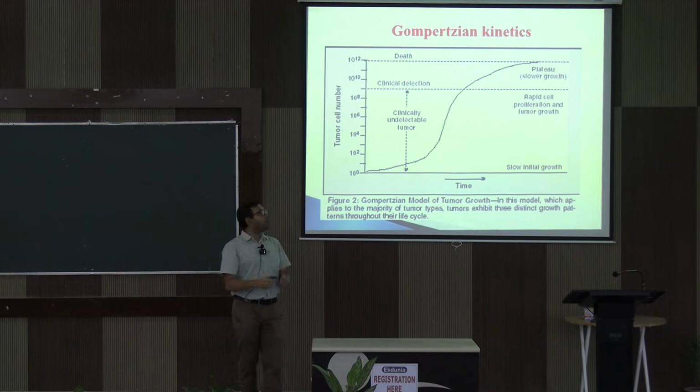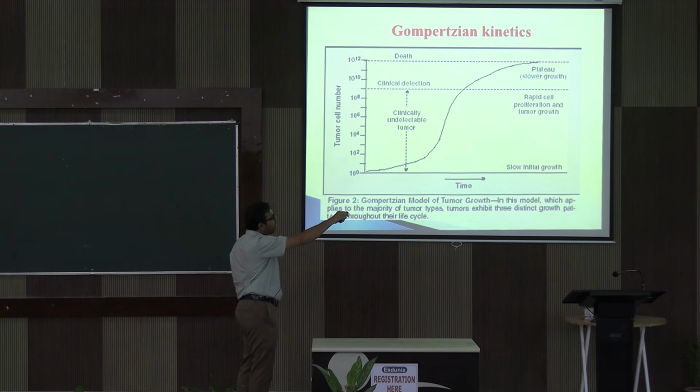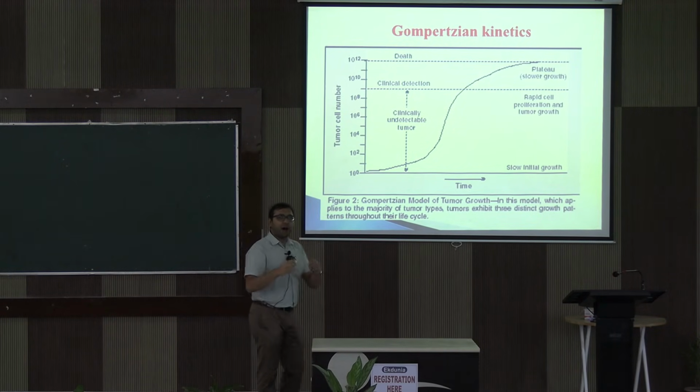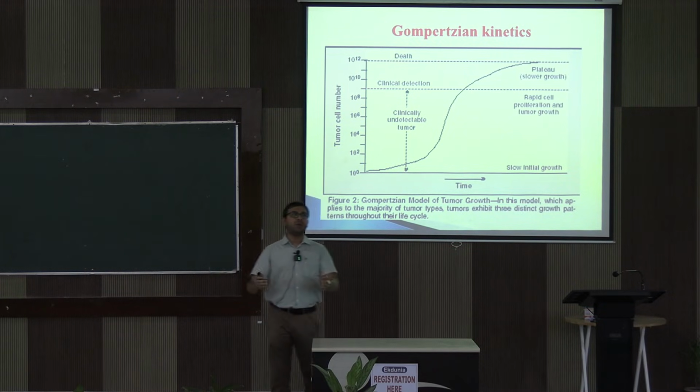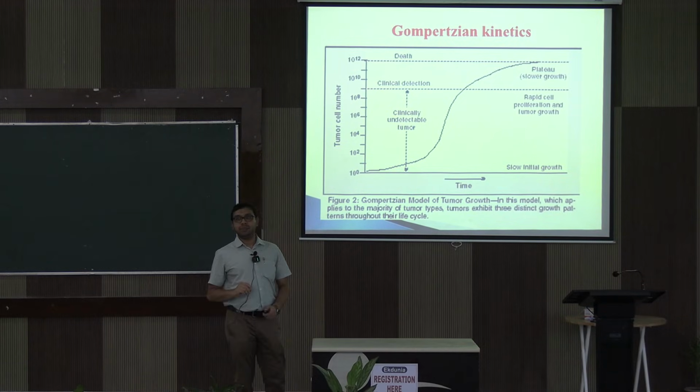Usually before that it is asymptomatic. There are no symptoms. It's a clinically undetectable tumor, and rapid proliferation usually happens in these areas. So even after detection there will be rapid proliferation, and within a few months or years it ultimately reaches 10 to the power 12 if no treatment is given.